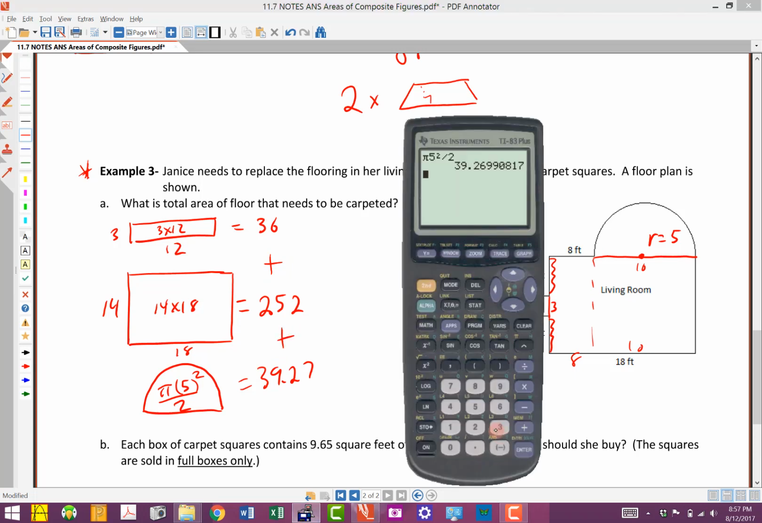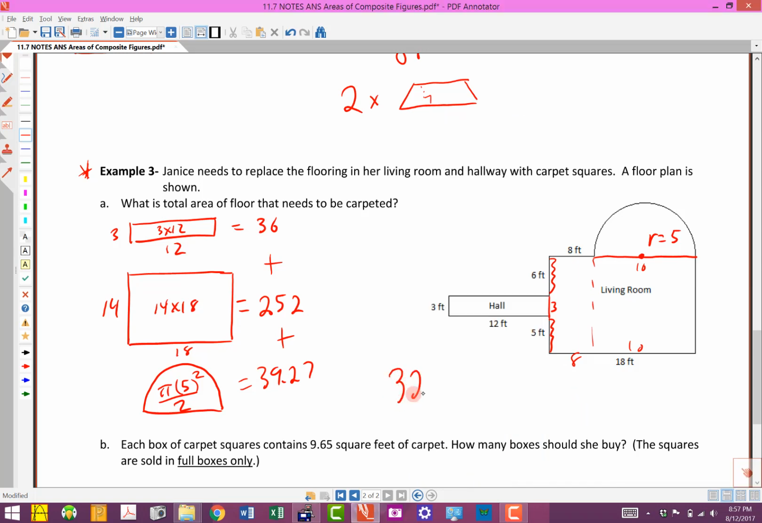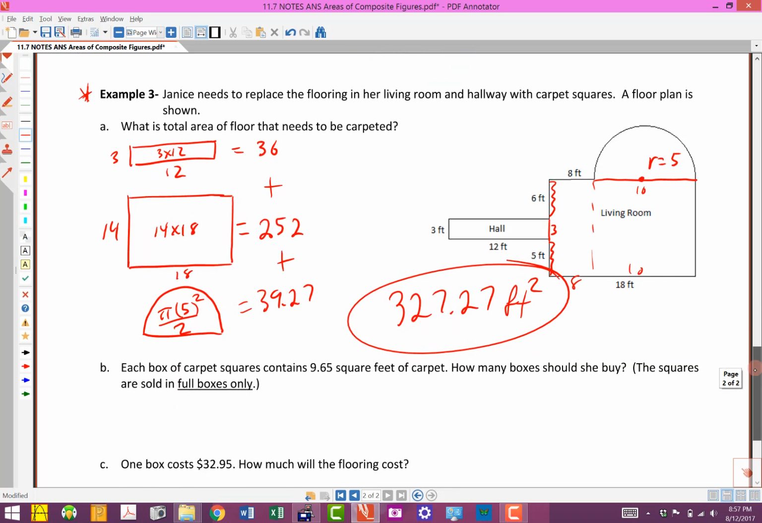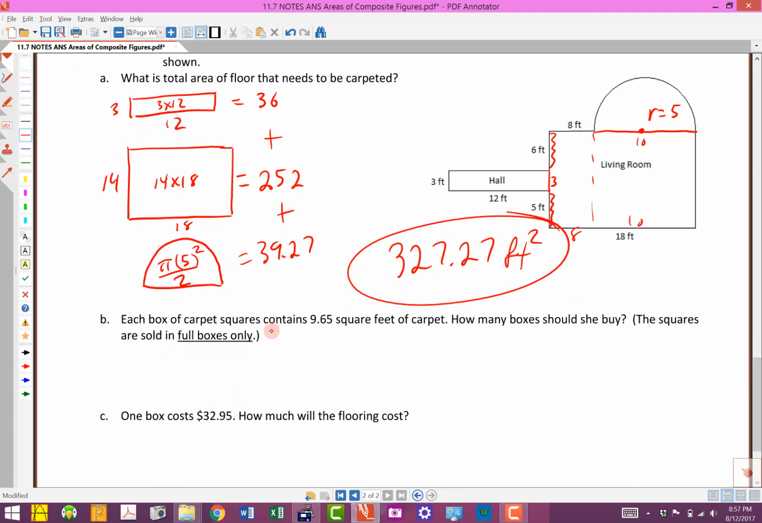So if we add all of those together, if we take this plus this plus this, let's see what we get here. So we get 36 plus 252 plus 39.27. So 327.27. And that's going to be square feet. Okay? All right, that's the first part. Each full box of carpet squares contains 9.65 square feet of carpet. How many boxes should she buy?